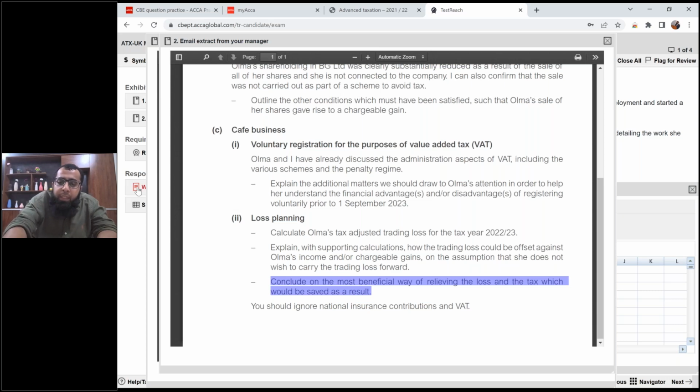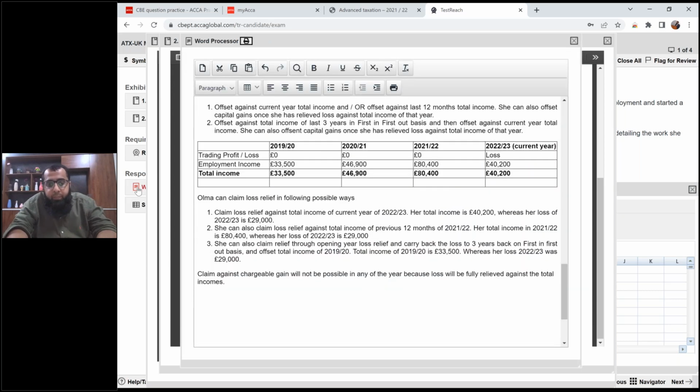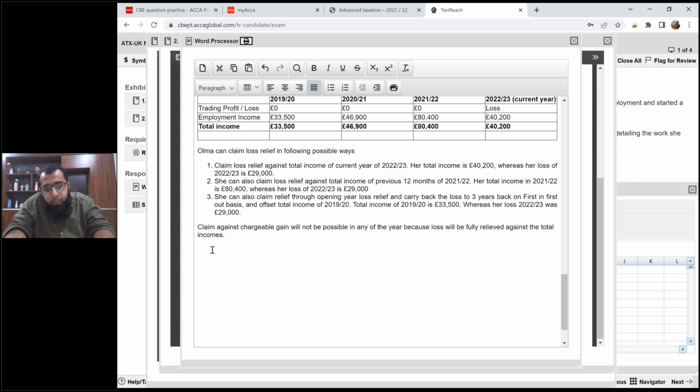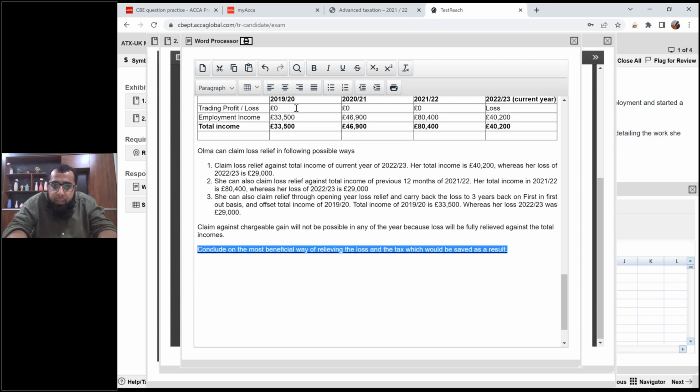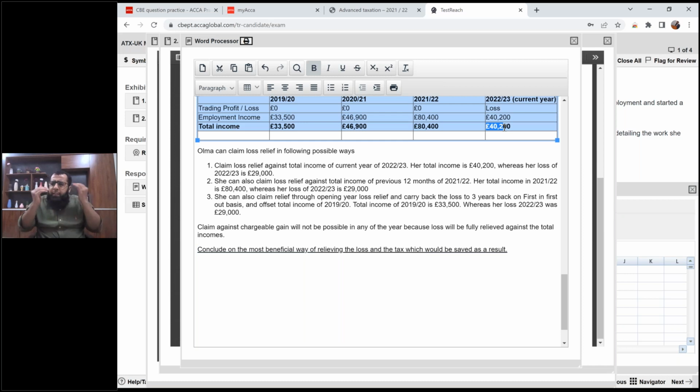Now, can anyone tell me the most beneficial way? The answer is here. Look at it and start thinking. What is the most beneficial way? Okay. Now, many students said that carry back is the most beneficial way. Can you give me the reason?